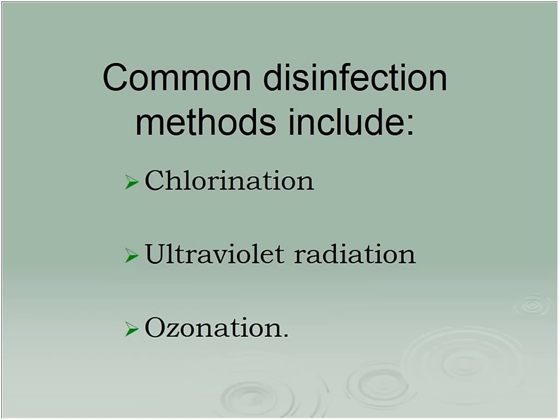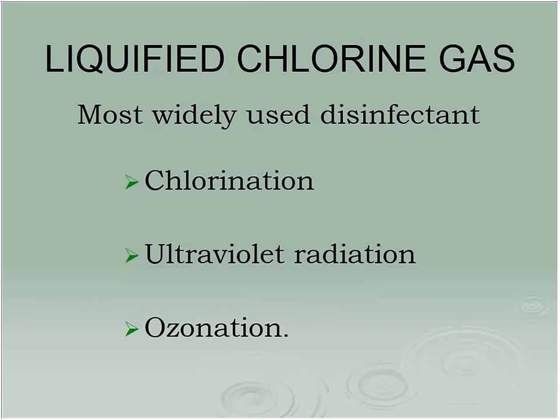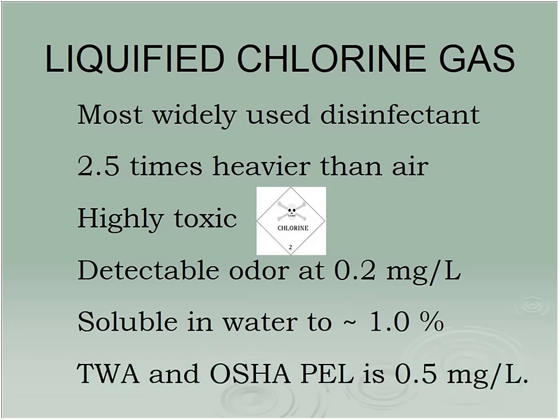So, common methods are chlorination. Chlorine's been a very common method for disinfection for a long time. We have ultraviolet radiation, and ozone, while it's very specialized and difficult, is starting to make some inroads into the process. In the early days of disinfection, liquefied chlorine gas was the method of choice. Chlorine was readily available. It was very inexpensive, $4.88. You got a rail car. Why not use it? And it kills very well.